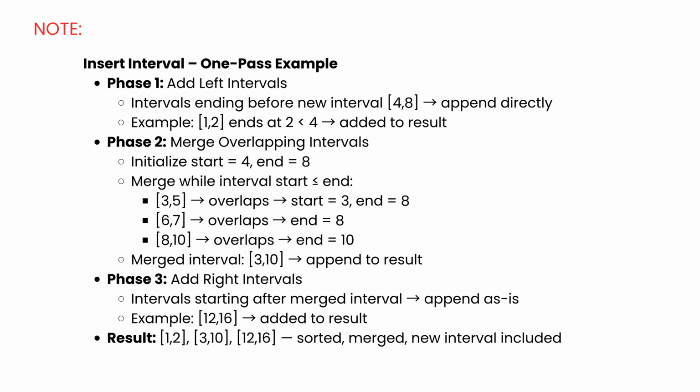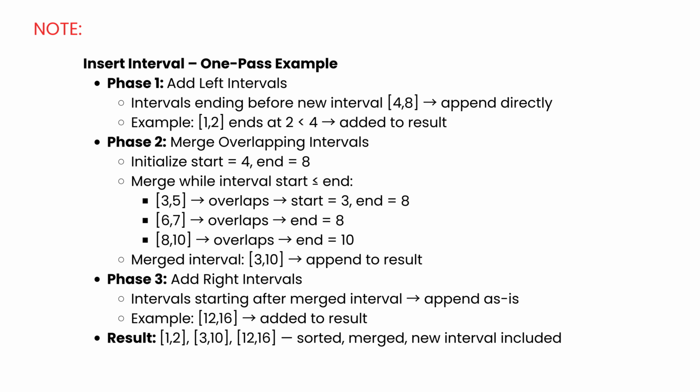Next comes the merge phase. We start with start equals 4 and end equals 8, and merge every interval that overlaps, meaning its start is less than or equal to end. [3,5] overlaps. 3 is less than or equal to 8, start becomes 3, end stays 8. [6,7] overlaps. 6 is less than or equal to 8, end stays 8. [8,10] overlaps too, 8 is less than or equal to 8, end extends to 10. So all of those collapse into one merged interval, [3,10].